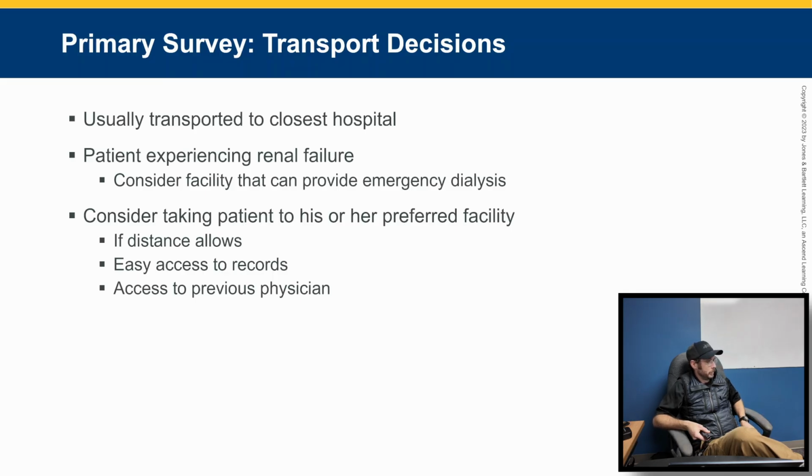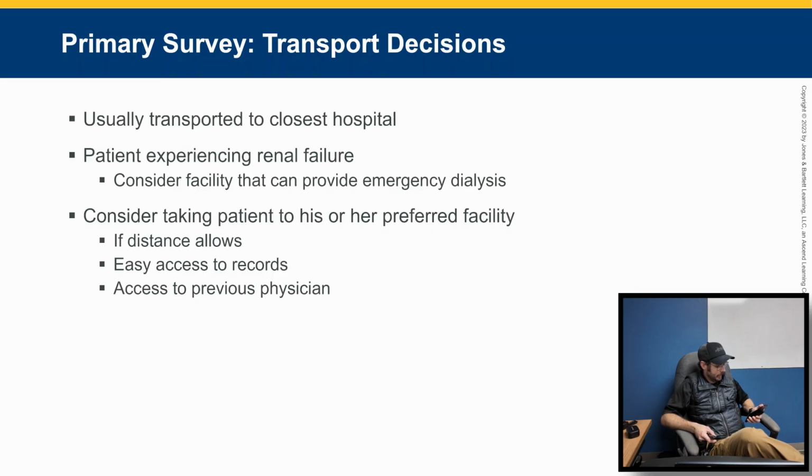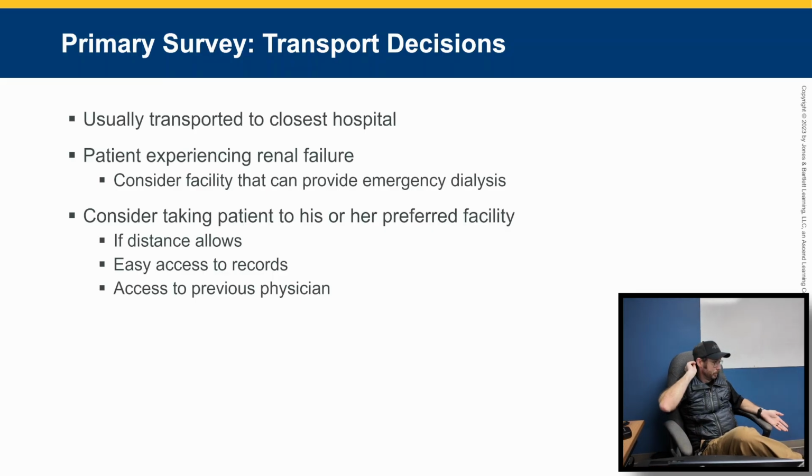Another place where I'm going to disagree with the authors of your textbook. This says typically transported to the closest hospital. If they have significant respiratory illness, they need to be transported to a hospital with ICU capabilities. Now, if you can't do the thing that the patient needs to get them 35 minutes down the road to the place with the ICU, then yes, by all means, take them 10 minutes down the road to the place that can do that thing.